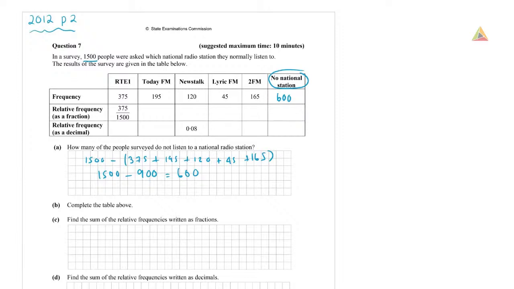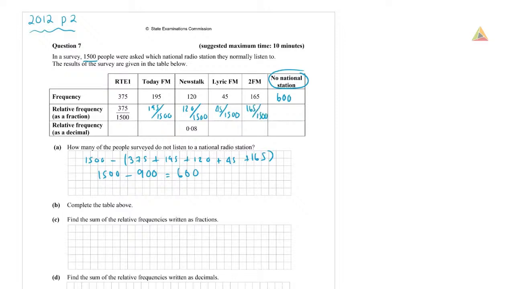So the relative frequency as a fraction. So remember, the relative frequency is always the frequency out of the total. So the first one is done, 375 over 1,500. The next one is 195 over 1,500. The next one is going to be 120 over 1,500. Then 45 over 1,500. And then 165 over 1,500.